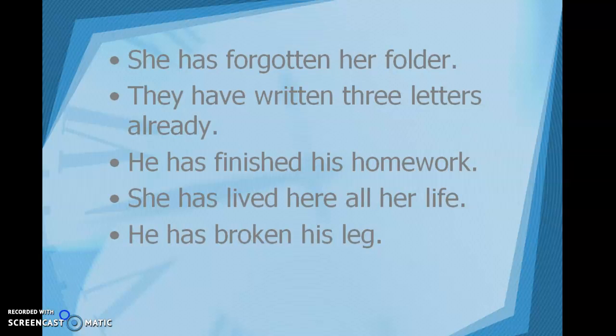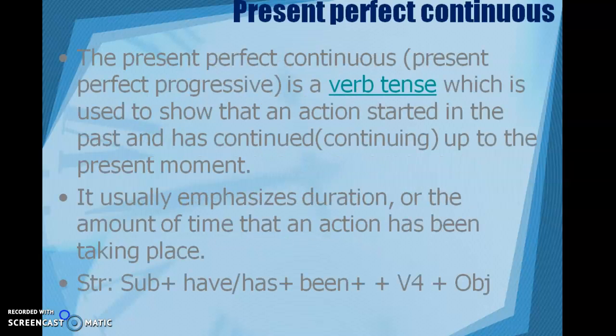The examples I have given here. She's forgotten her folder. We have written 3 letters already. See, already is a keyword. He has finished his homework. We don't know when this fellow started homework, but the result of this action can be seen, can be understood at present. She has lived there all her life. So this is how present perfect tense can be used in sentences.